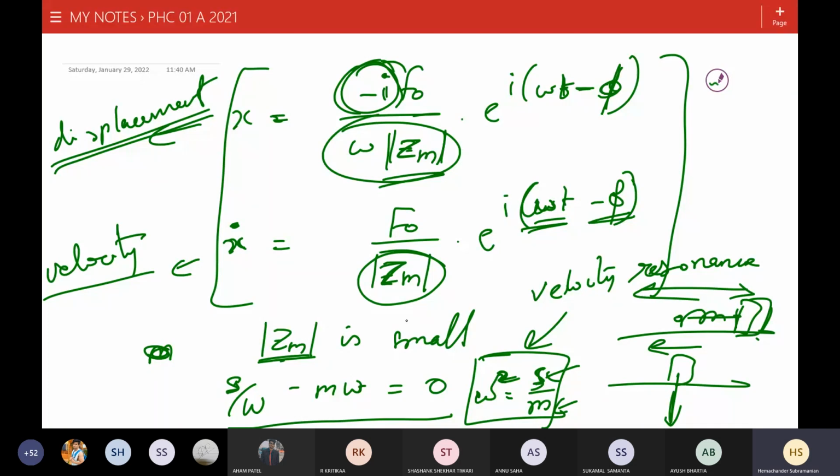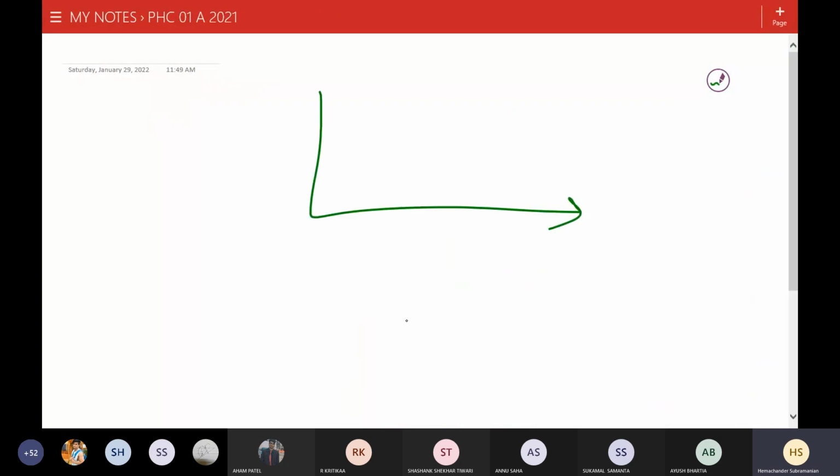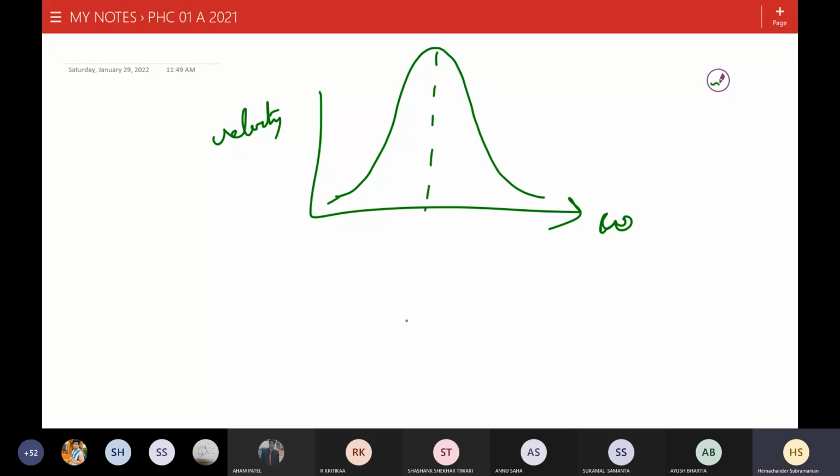Like last week, we can draw this graph. This is omega, and this is velocity. You get a curve like that, and this is omega equals square root of S over m. Right at this omega, you have maximum velocity. On either side, the velocity decreases because they are not in phase. They are not cooperative. The force is sometimes helping the velocity, sometimes opposing it. Does that make sense? We did this last week.